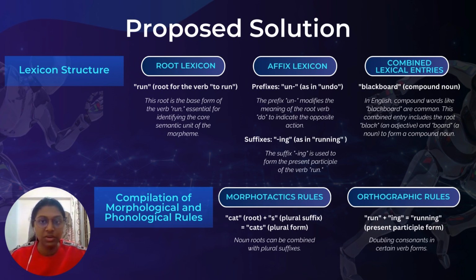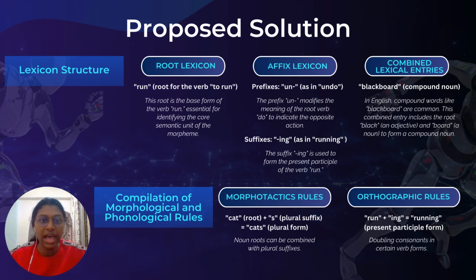This slide is divided into two main sections: lexicon structure and compilation of morphological and phonological rules. First, let's explore the lexicon structure. We first start with the root lexicon. The root lexicon stores the base form of words, which are essential for identifying the core semantic unit of morphemes. For example, in English, the root run serves as the base for the verb to run. This root is a fundamental part of the verb and all other forms of the word are derived from it.